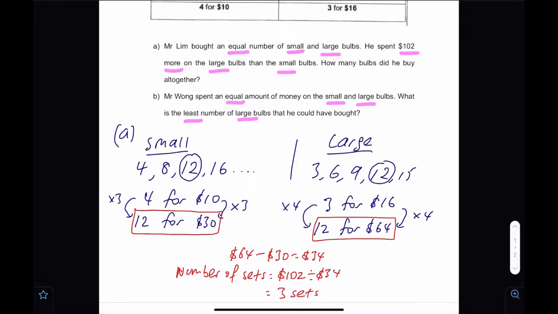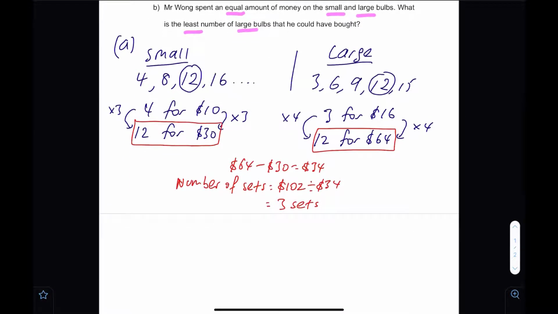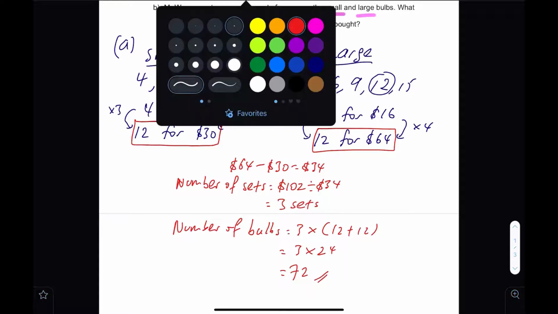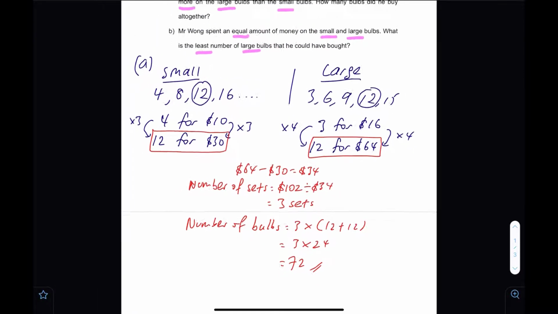Alright, so the question is how many bulbs did he buy altogether? So we have 3 sets, and each set has 12 of each. So number of bulbs will be equals to 3 multiplied by 12 plus 12. 3 multiplied by 24 to give us a final answer of 72 bulbs altogether. That's for part A.